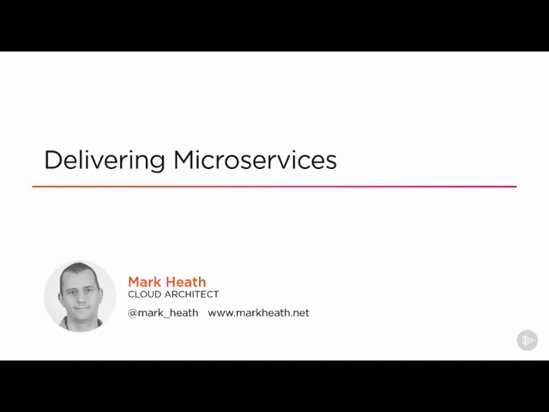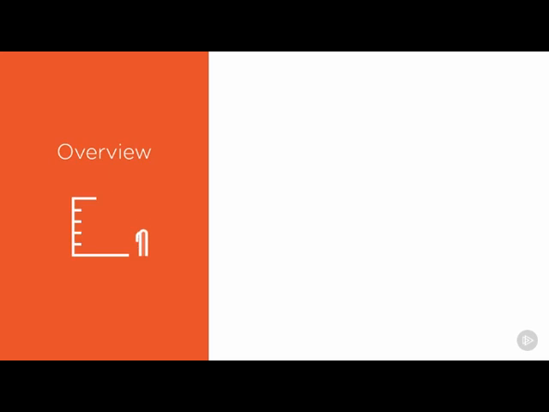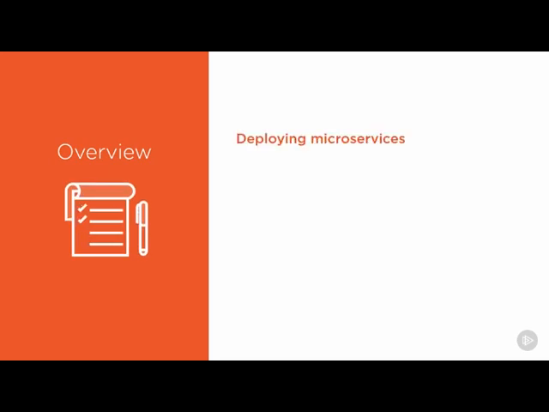I'm Mark Heath, and in this module, we're going to learn about some good practices for how you deliver your microservices into production. We'll start off by looking at how we deploy microservices. It's really important that we set up an automated process that can repeatably and reliably upgrade individual microservices. And we can achieve this by setting up a pipeline that can deploy code into one or more environments.